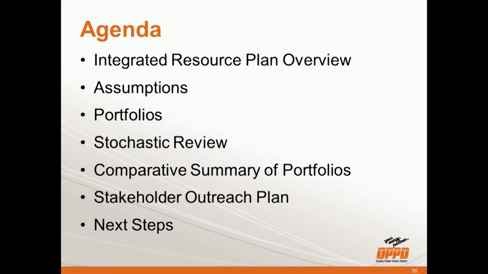Once we complete the detailed review of the portfolios, we'll look at a stochastic review of all 4 of the portfolios. That stochastic review will really provide us an indication of overall risk that may or may not be associated with each of the portfolios. Once we get through the risk discussion, we'll stack those portfolios up side by side, and we'll do a comparative review on each of those as they relate to each other. Finally, we do have a stakeholder outreach plan that we would like to execute in the next 30 to 45 days, and then any next steps.